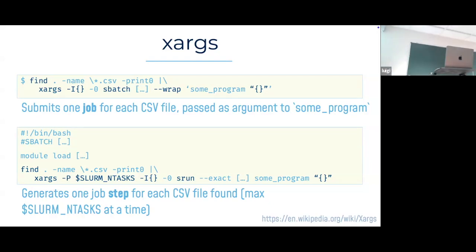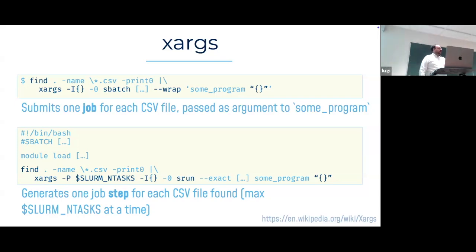The difference is I'm inside the submission script here, and I'm using xargs with -P, where I limit xargs to the number of tasks that I've requested in my submission script. So I'm telling xargs, work in parallel, but no more tasks than this number, which is defined by what I have put here in the arguments. And then I use srun and --exact with some program, and again, this placeholder. And so this will do exactly the same thing.